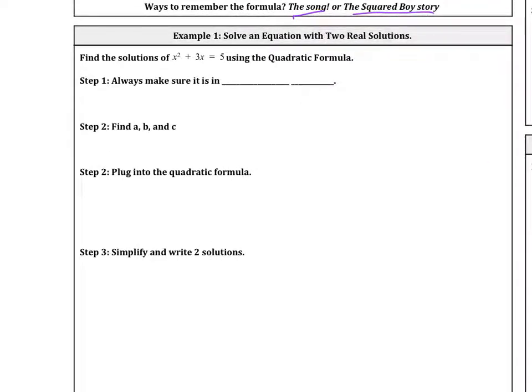So we're going to find the solutions of x squared plus 3x equals 5 using the quadratic formula. So example 1, we're looking at two real solutions. We want to make sure that it is always in standard form. Or more so, you need to remember that you need to set it equal to 0 first. Really important, because if you don't, it's the signs that matter. If the signs aren't correct, you will not get the right answers. So let's set it equal to 0 first.